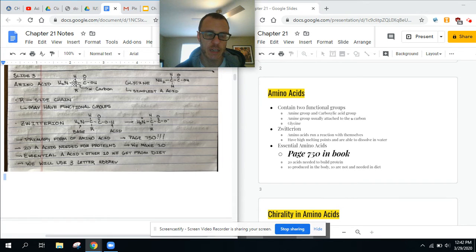And then you have this carbon here. And the alpha carbon is the carbon right next to the carboxylic acid carbon. And so here is our alpha carbon. R can be a lot of different things. Okay, so there's a lot of different amino acids out there.